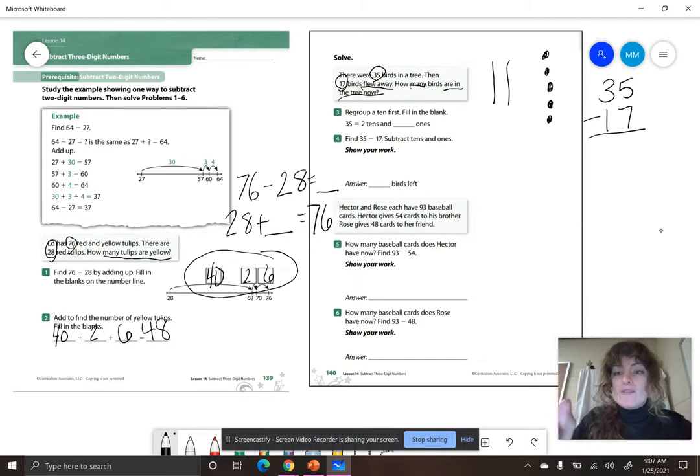So now I will have 2 tens and 1, 2, 3, 4, 5, 6, 7, 8, 9, 10. So we have 2 tens. And how many ones do we have? We have 15 ones now.